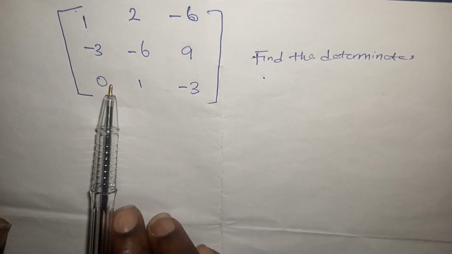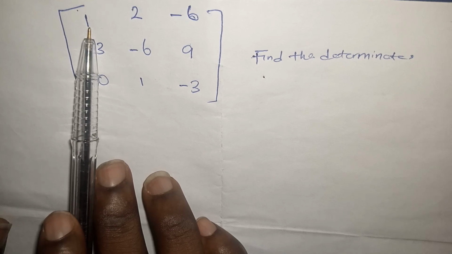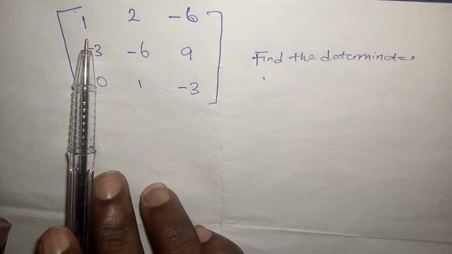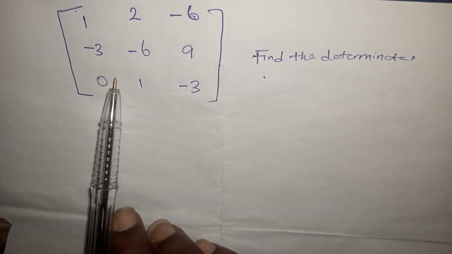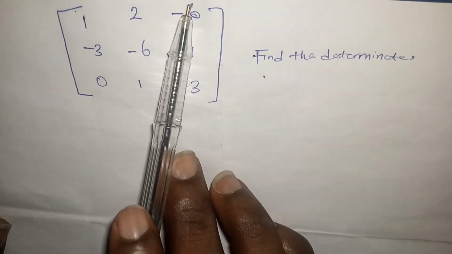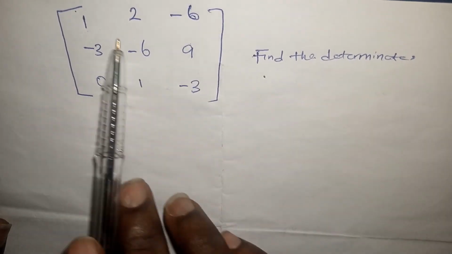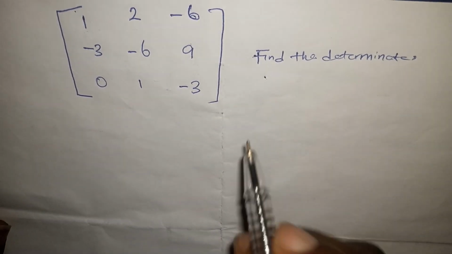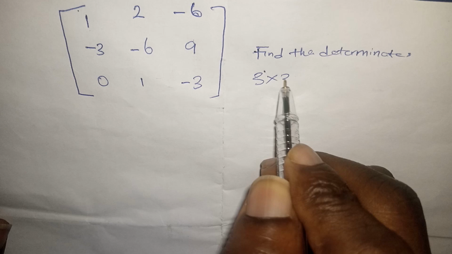The row comprises of 1, 2, minus 6, and the column comprises of 1, minus 3, 0. These are the columns, and these are the rows of the matrix. So it's a 3 by 3 matrix.